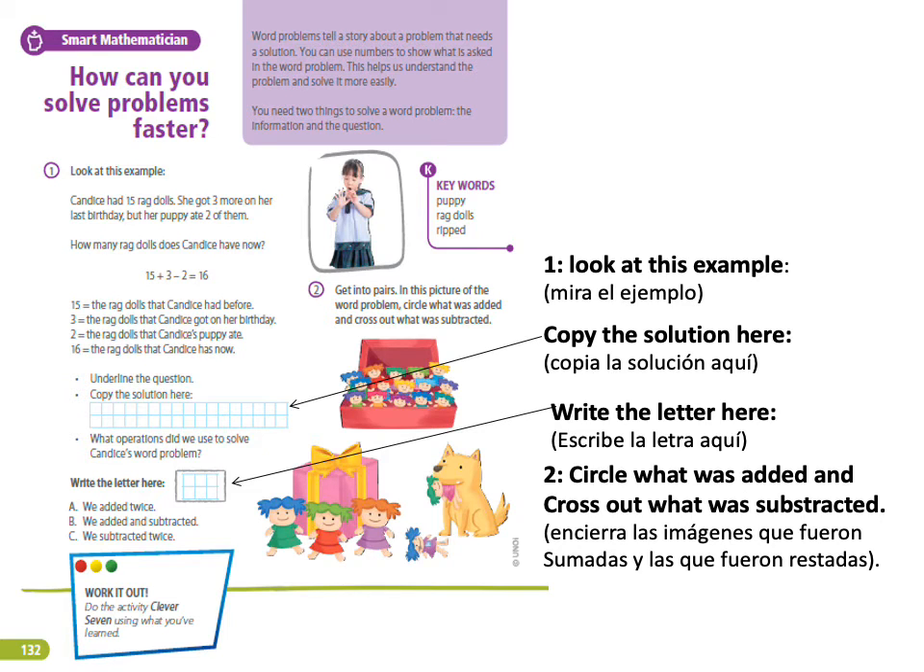Look, there is the dog, the puppy that ate 2 dolls, and then there is the box that has 15 dolls, and then we have a present that Candice had for her birthday, and she got 3 dolls. Circle the plus and cross out the minus. Well, continue.